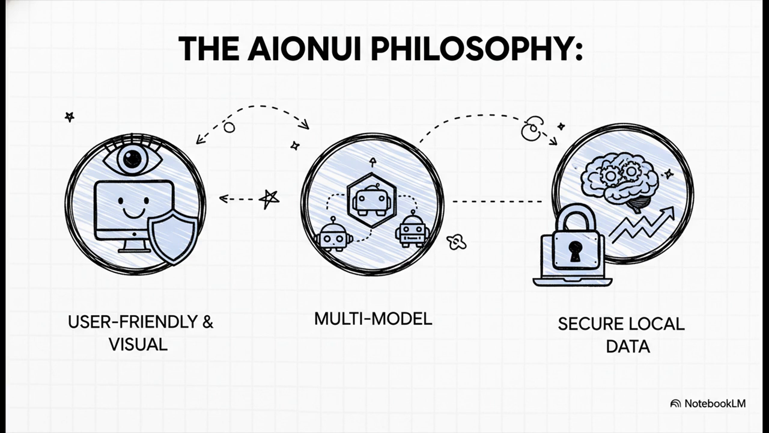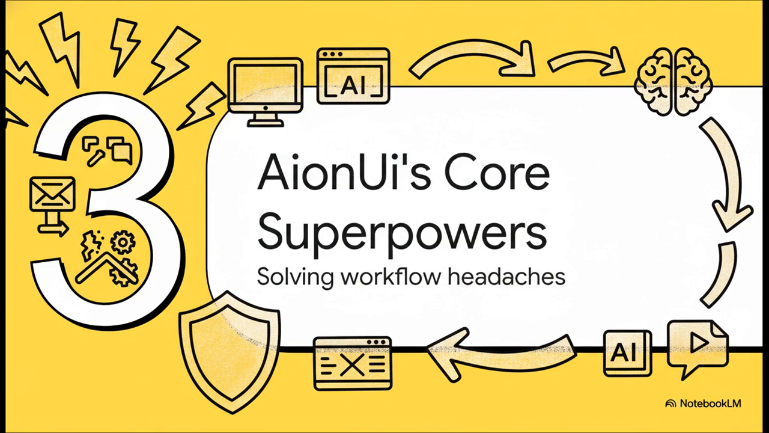Make your AI interactions easy and visual. Give you the freedom to use multiple models. And maybe most importantly, keep all your data safe and secure, locally on your own machine. All right, let's get to the good stuff. We're going to look at what AionUi calls its superpowers. These are the key features that directly attack and solve those command line frustrations we've been talking about.